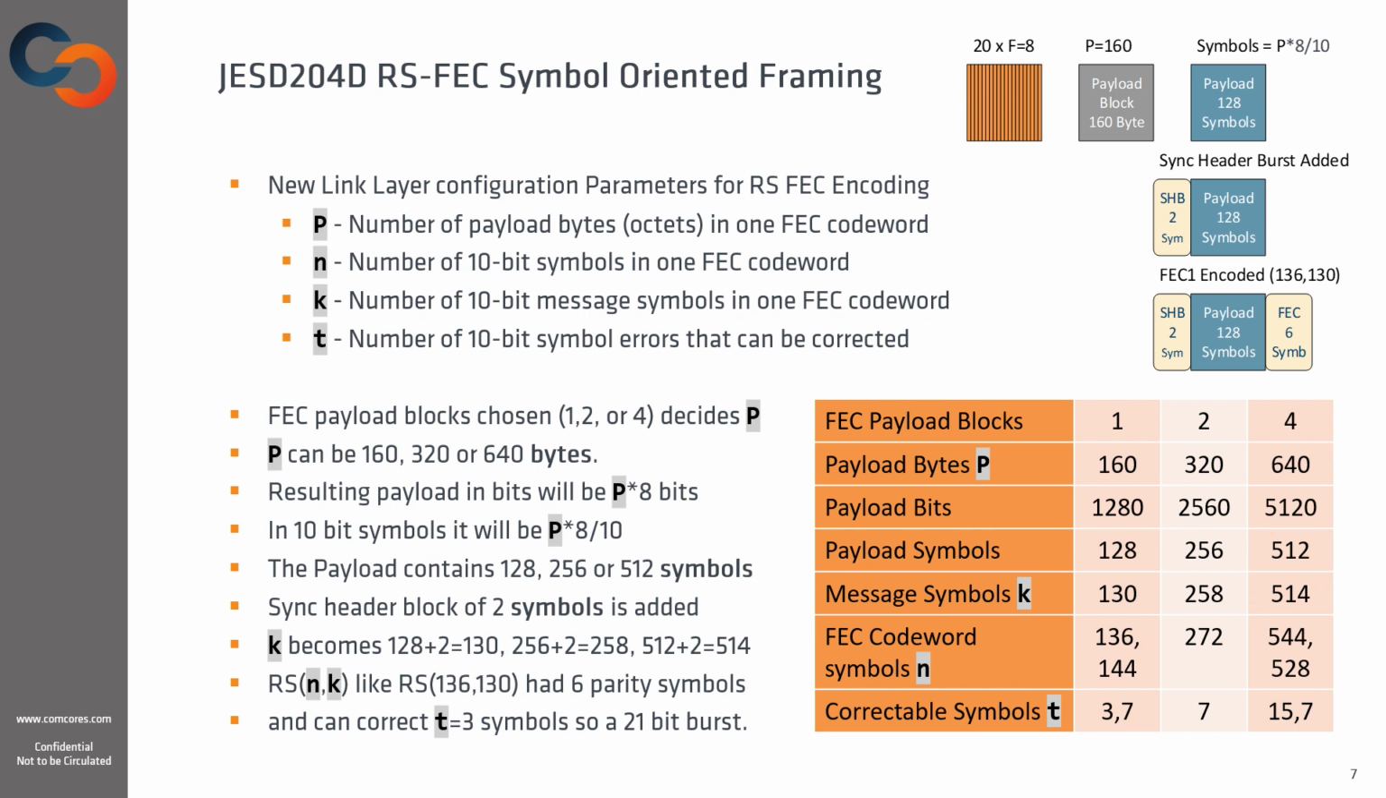Now, FEC1, which is RS-136-130 in this example, appends 6 more parity symbols to form the FEC code word. And the FEC mechanism is able to correct half of these parity symbols, so 3. And we say it means it can correct up to a 21-bit burst, because that is the longest burst that spans 3 10-bit symbols if the bit burst starts on the last bit of the first symbol.